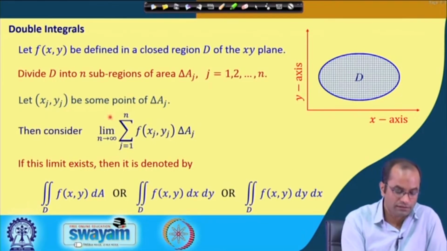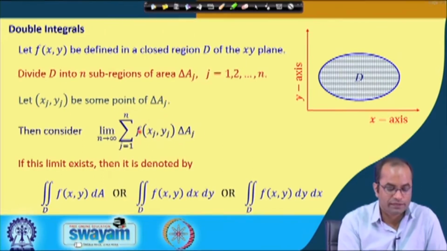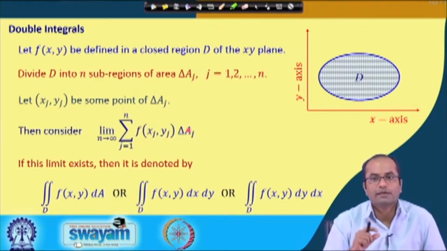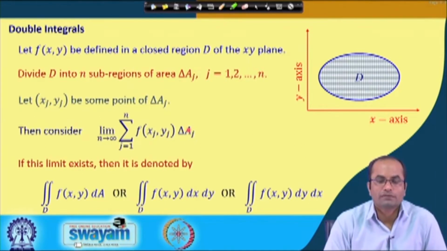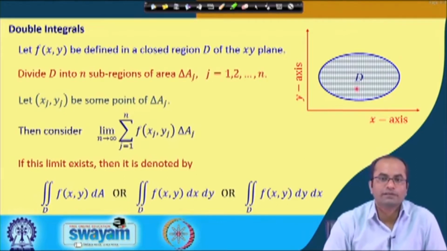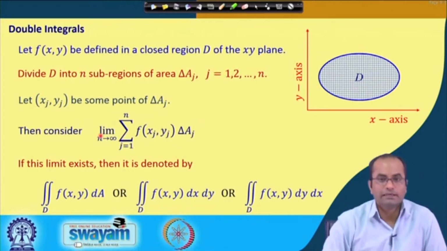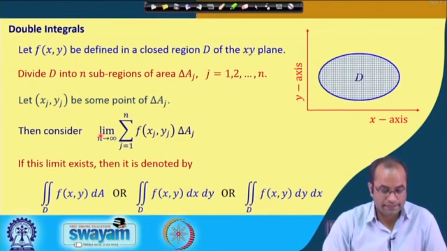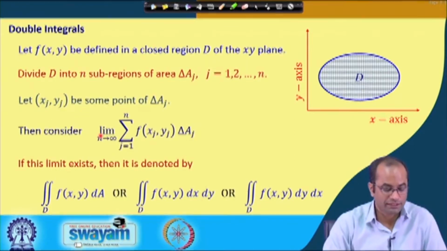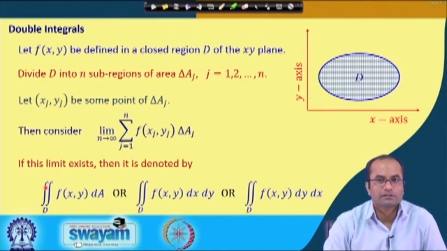Again it is the limit of this sum, where we are adding f(xj, yj) multiplied by the area of the smaller region in the xy plane, and there is a point (xj, yj) in each subregion, and corresponding to this point we have the function value f(xj, yj). Adding all these and then taking the limit as n, the number of these rectangles, goes to infinity, in that case if this limit exists, we define this by such integral notation.